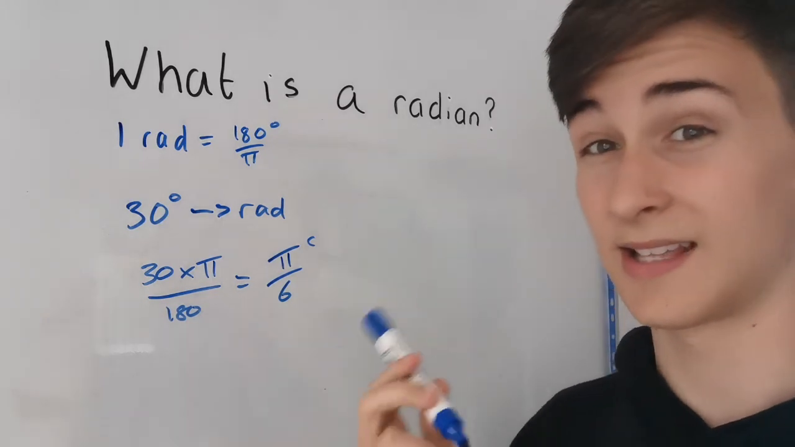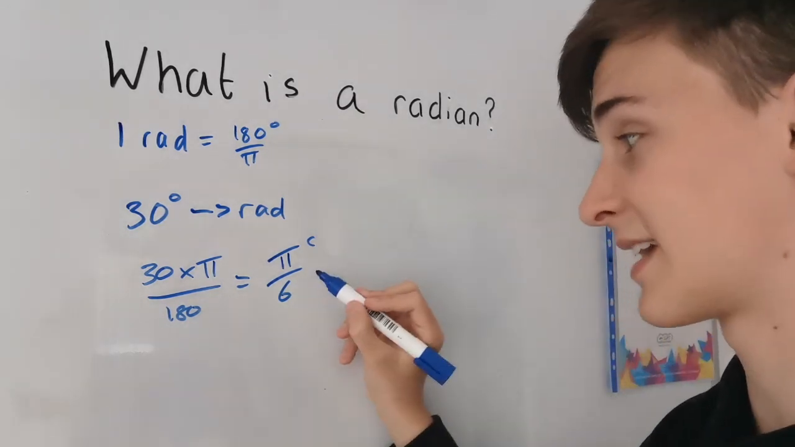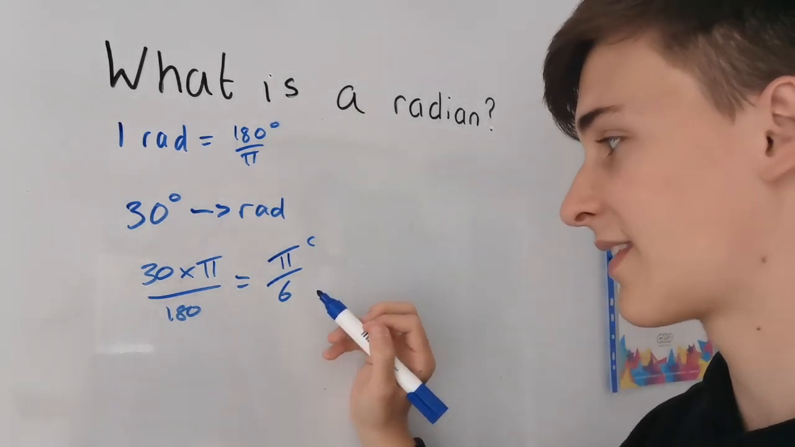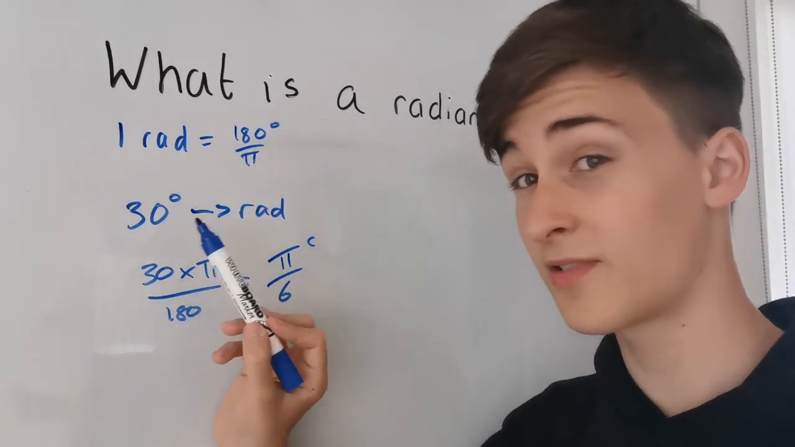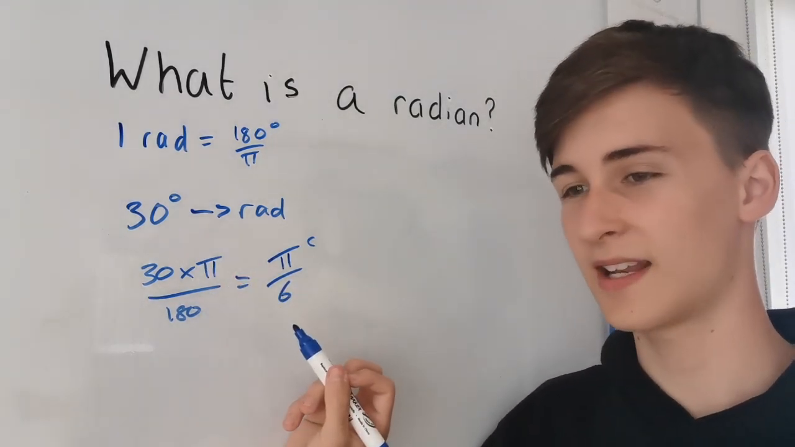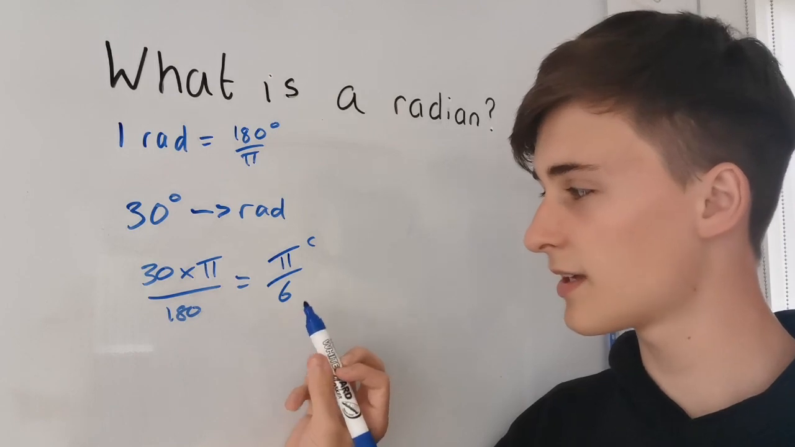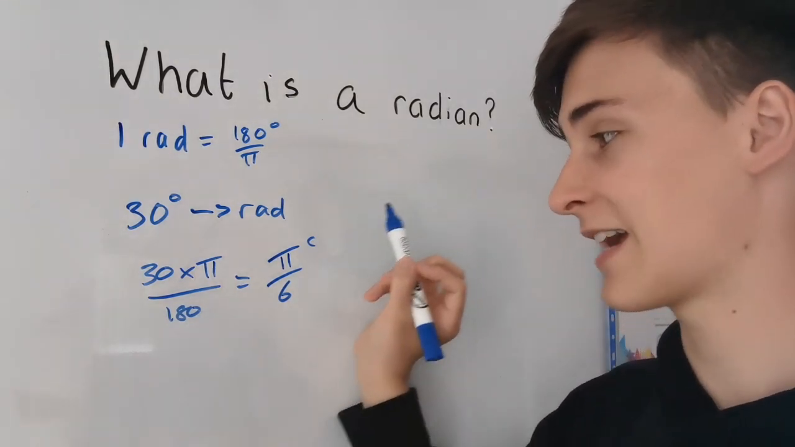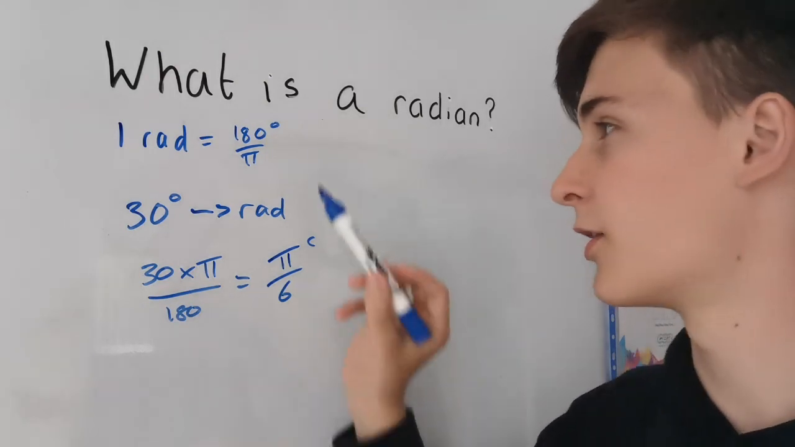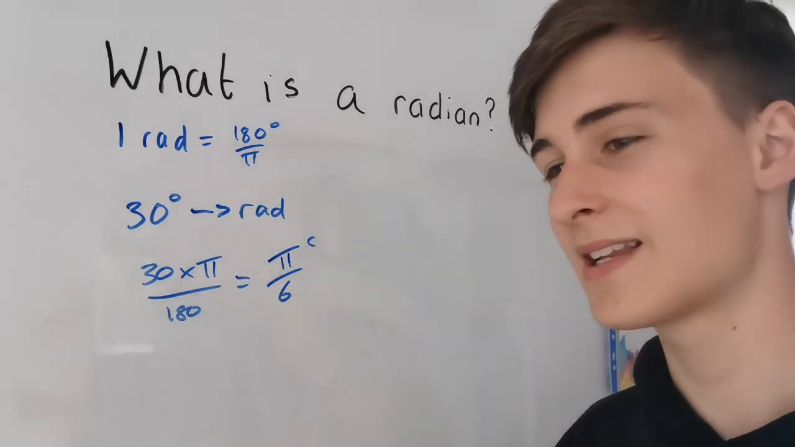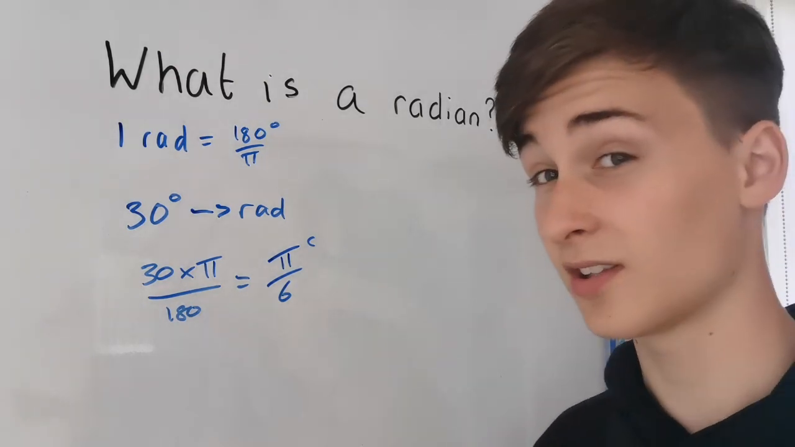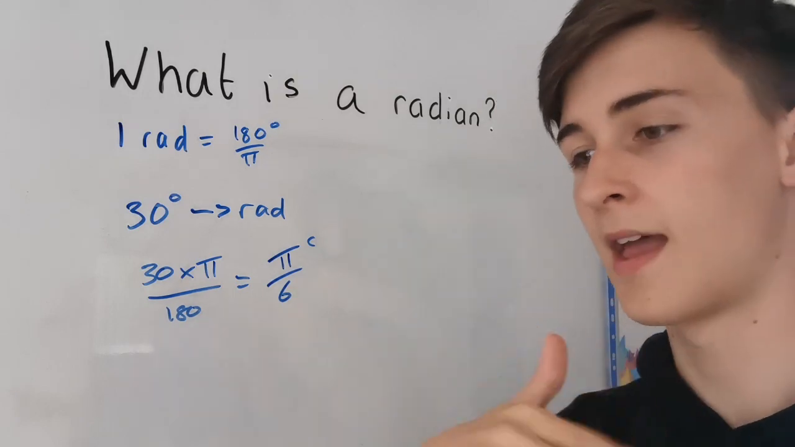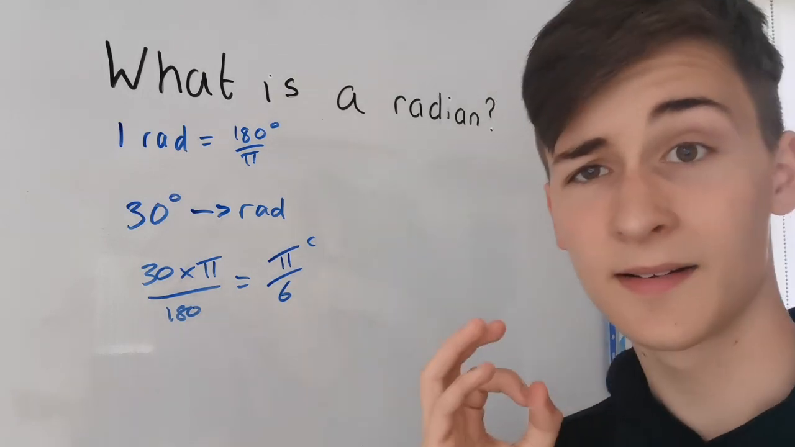We see the symbol just says radians. Pi over 6. So we're saying that 30 degrees is pi over 6 radians. Interesting. That is 1/6 of half a circle, or 1/12 of an entire circle, because 180 divided by pi, 1 radian, basically tells you that half a circle, which is 180 degrees, is pi.